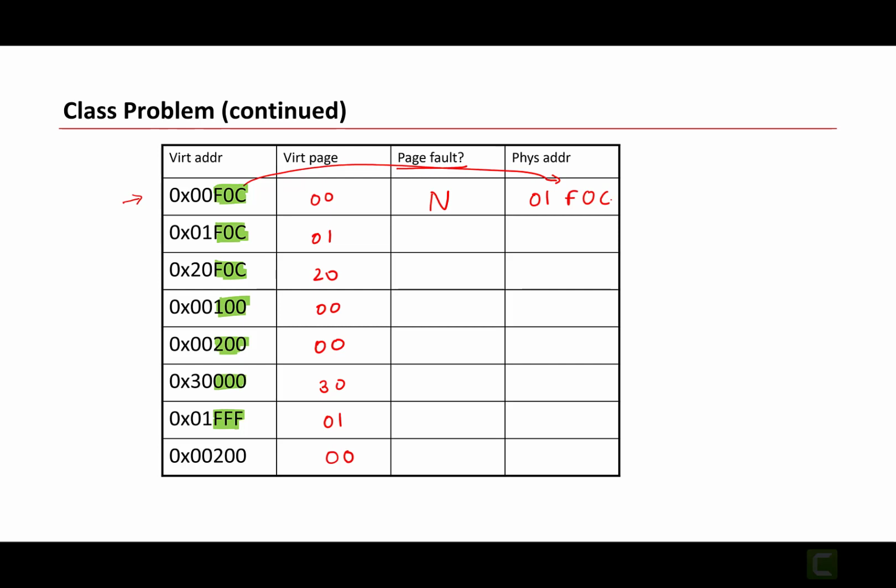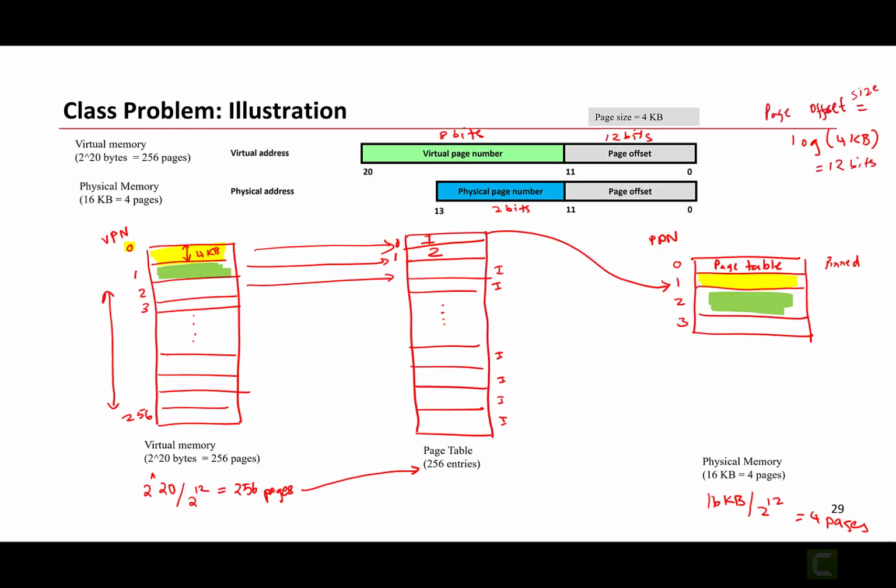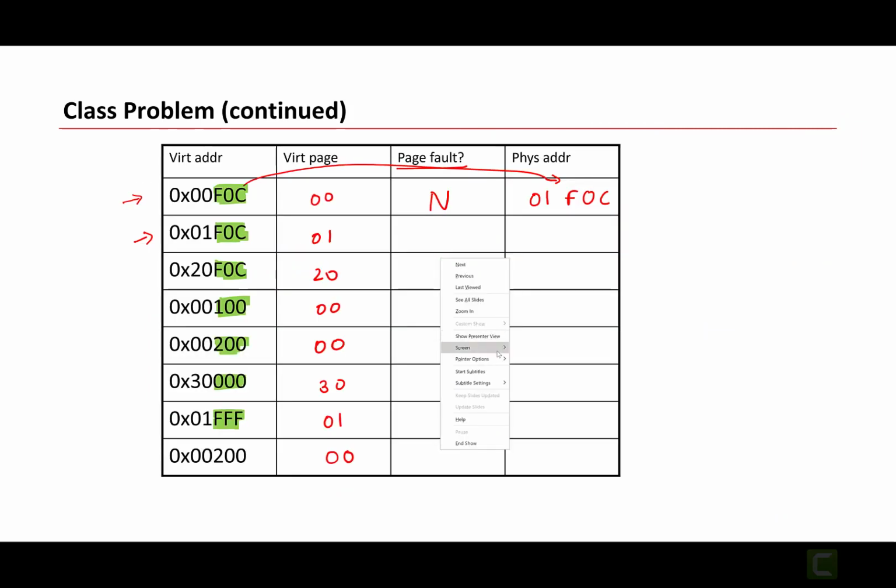Now let's take a look at the next virtual address, 01F0C, whose virtual page number we have already figured out to be 1. We'll check the page table and we'll see that virtual page 1 is stored in physical page 2. So it is actually a hit in the virtual memory, a hit in the main memory, and so this is not a page fault again. We said it is stored in physical page number 2, and again the offset does not change.